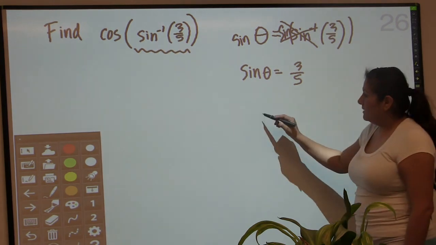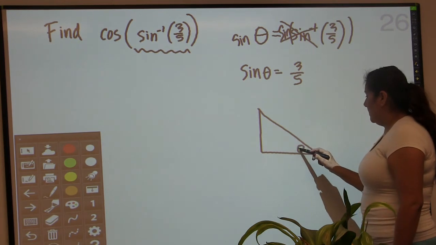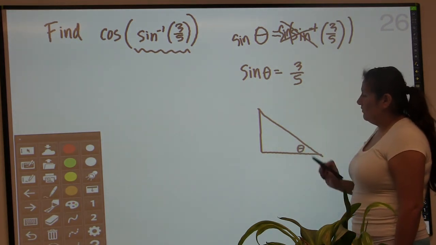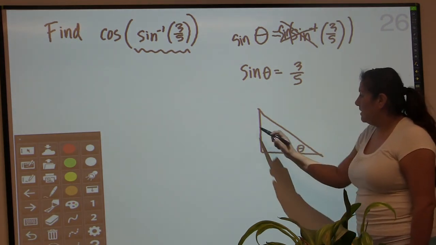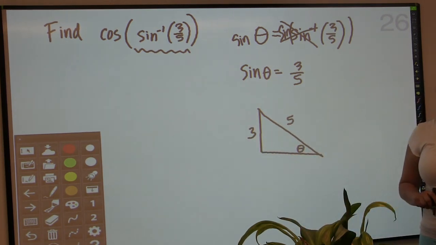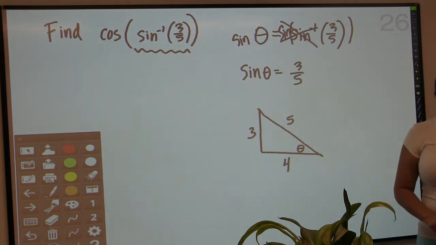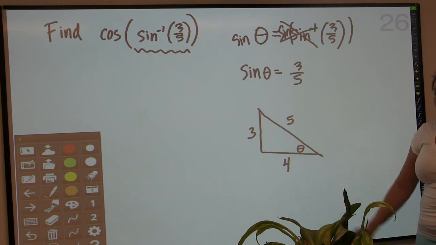Now I can create a triangle with theta in it and 3/5. So that's going to be opposite over hypotenuse. A little bit of Pythagorean theorem will get you a 4. I'm not going to do that right now, but you guys know how to do Pythagorean theorem. That'll get you a 4.